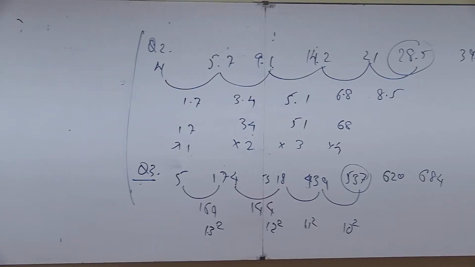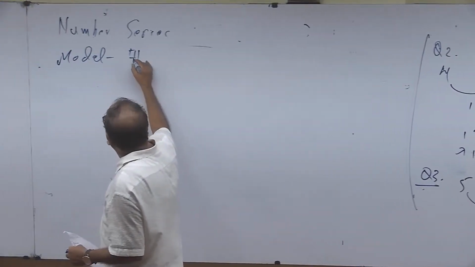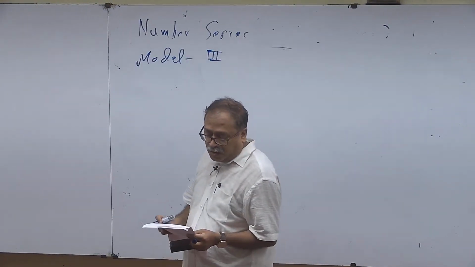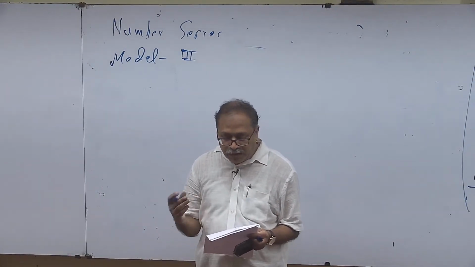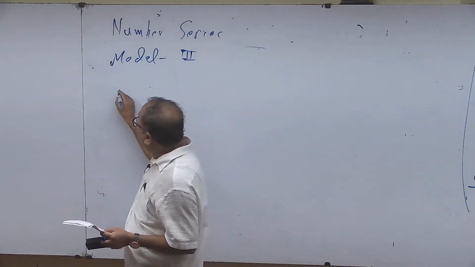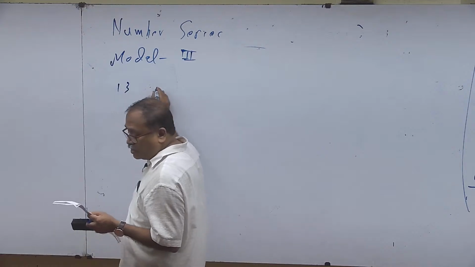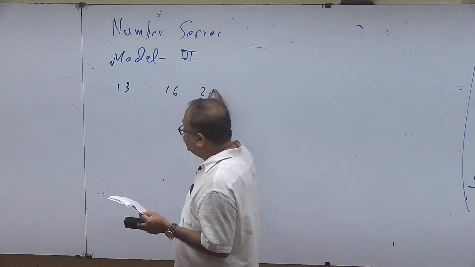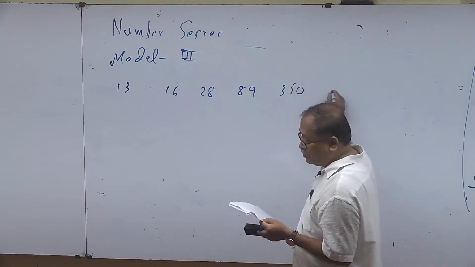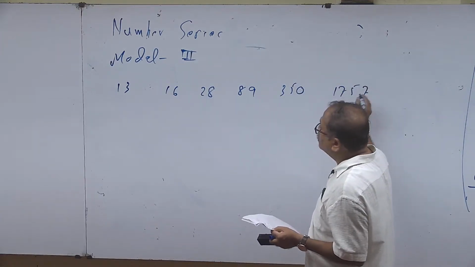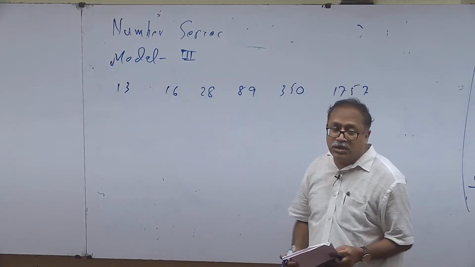Model 3. In model 3, the pattern of the questions will be like this. One sequence is already given, that is 13, 16, 28, 89, 350, 1757. A complete sequence is there.